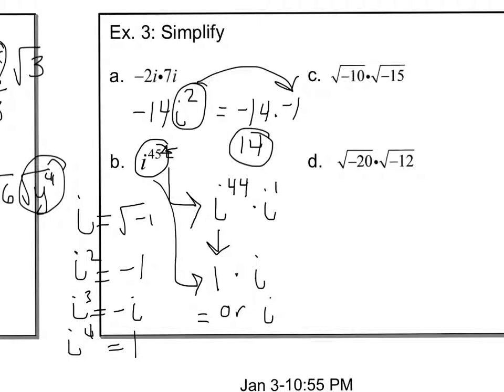Part C. In Part C, we have to take care of our negative numbers first. So the first thing we're going to do is write the square root of -1 times the square root of 10 times the square root of -1 times the square root of 15. We're going to change our square roots of -1 to i's. So this is i square root of 10 times i square root of 15.